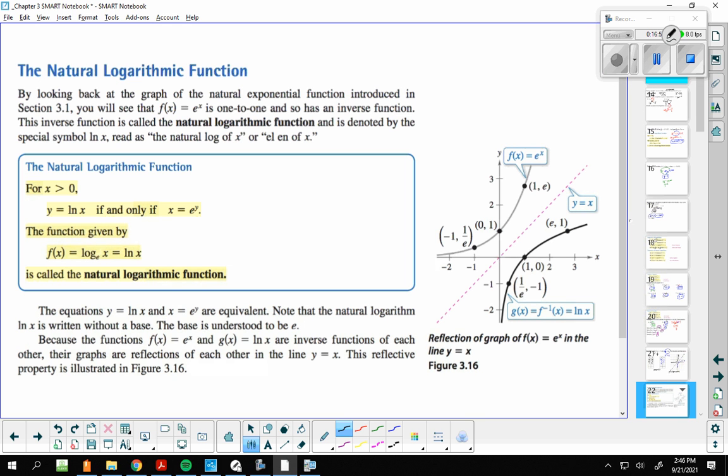Okay, here's two more functions that are inverses of each other. You can see the symmetry over the line y equals x. This is e to the x power, and this is ln of x. They are inverses of each other. ln of x and e to the x, e raised to the x power, are inverses of each other. And you can see that reflected in the graph.